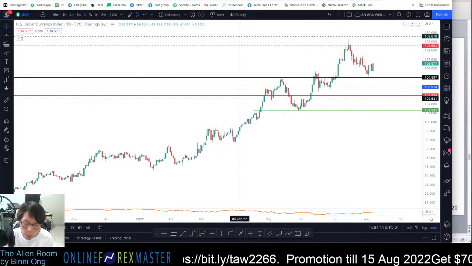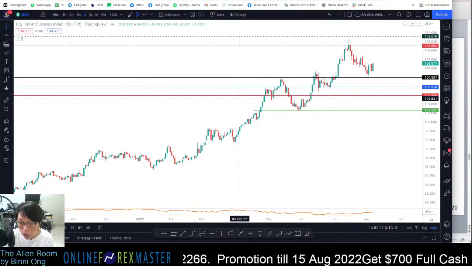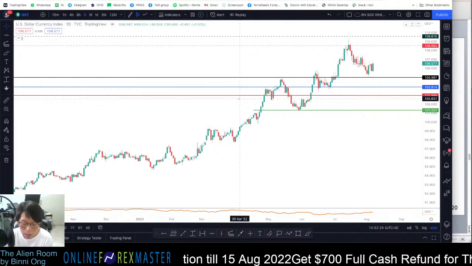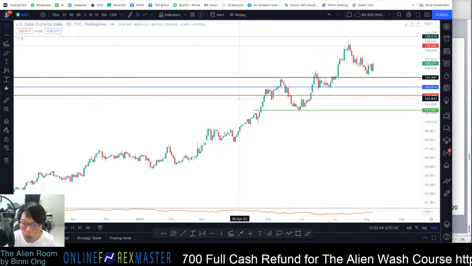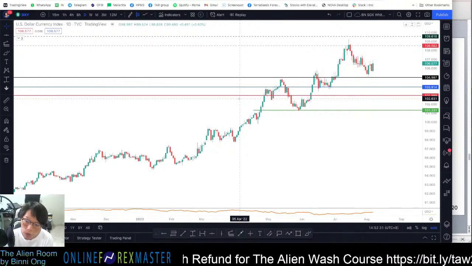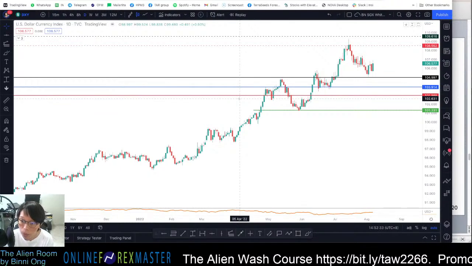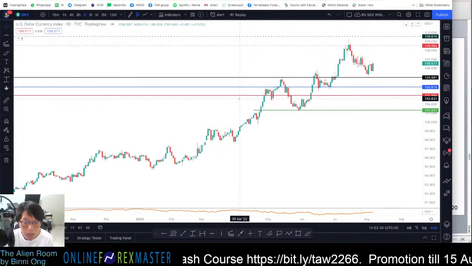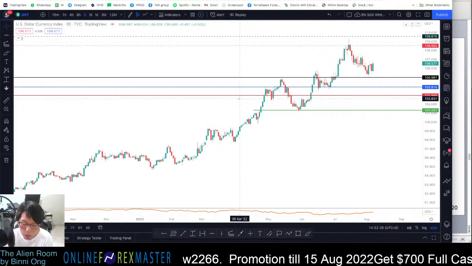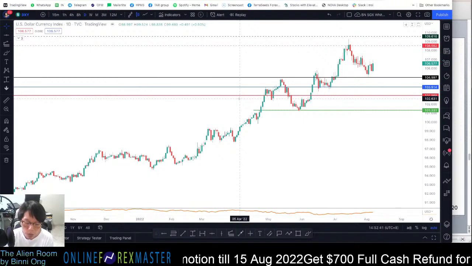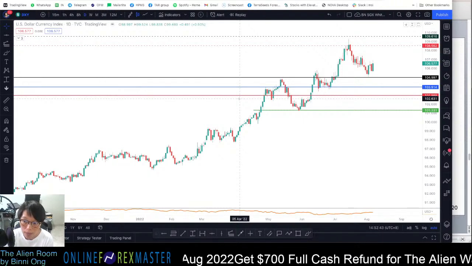Because when we have a rate hike, that means the interest rate is going to go up, and that is going to lead to a rise in the US dollar. Why is that so? If there's a rate hike, then people want to buy US treasuries. But to buy US treasuries, you have to buy US dollars first. The flow is like that. You need to acquire the currency first before you can buy US treasuries.